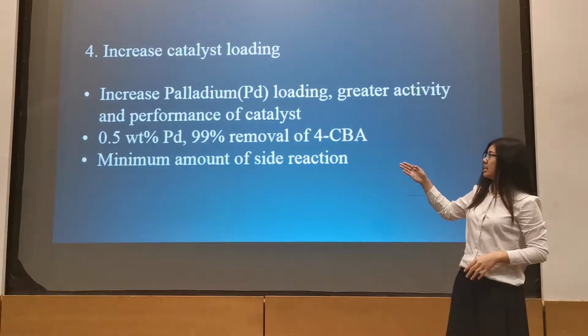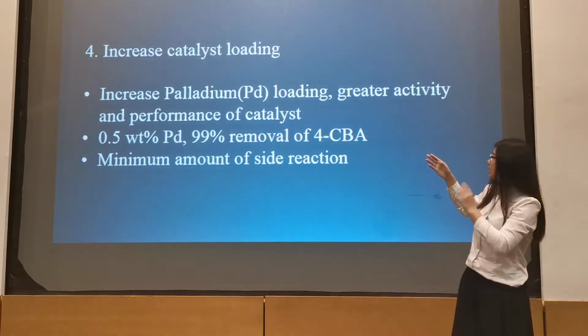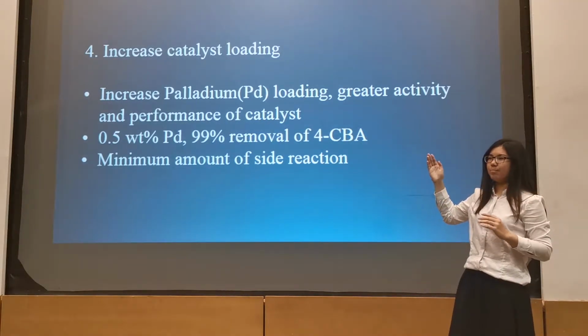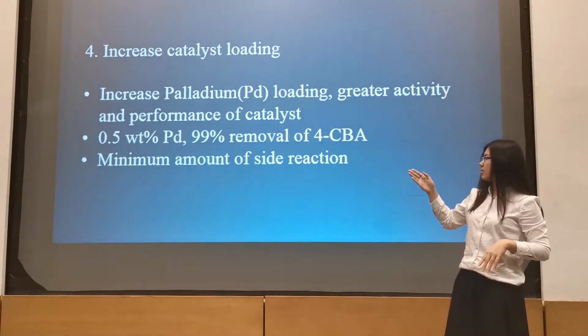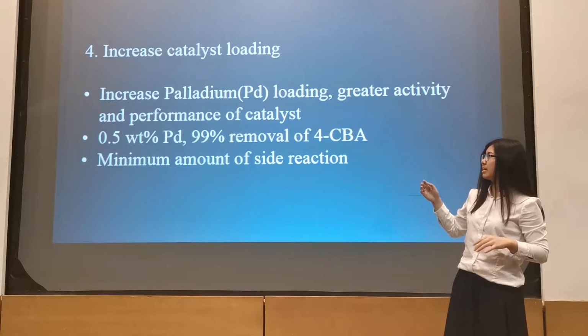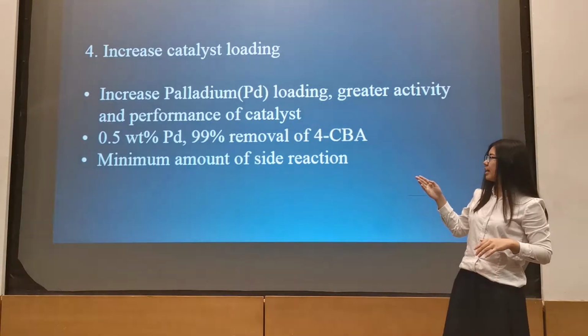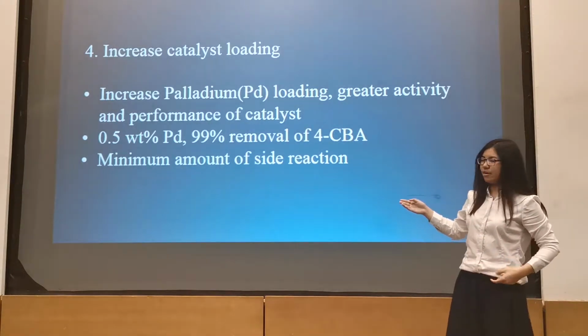The fourth is increased catalyst loading. We will increase the palladium loading, which will provide greater activity and performance. When we use 0.5 weight percent of palladium in the catalyst, we can remove 99% of 4-CBA with a minimum amount of side reaction.